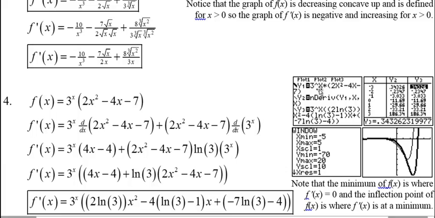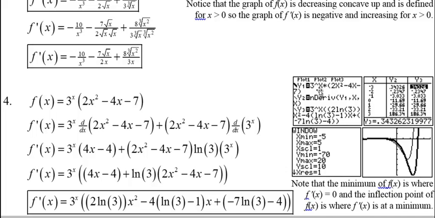So again, we check that here in the calculator. 3 to the power x times 2x squared minus 4x minus 7 is y1. That's the original. y2 is the numerical derivative. y3 is our answer. 3 to the power x, and then we have open parentheses 2 ln of 3 times x squared minus 4 times parentheses ln of 3 minus 1, close parentheses times x plus open parentheses negative 7 ln of 3 subtract 4. And we check and we see that y2 and y3 have the same table. Again, don't forget to arrow over there.